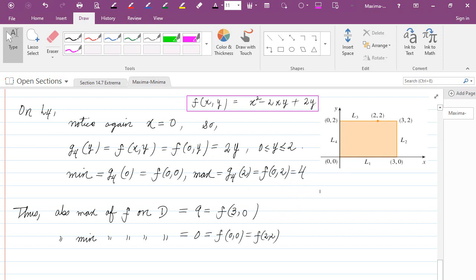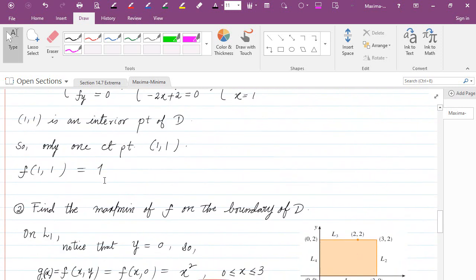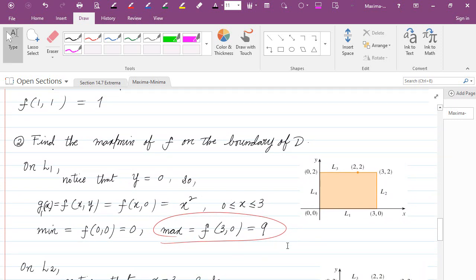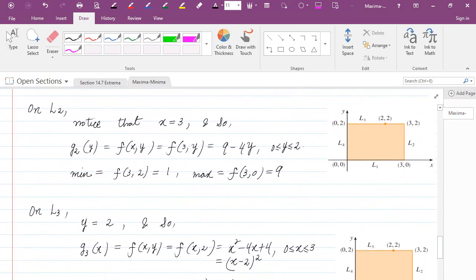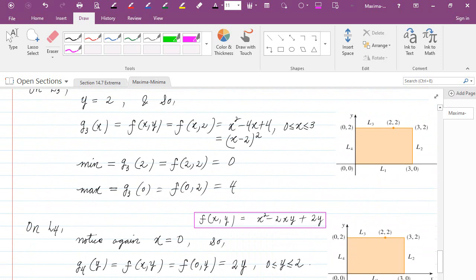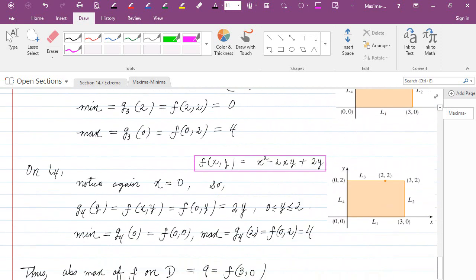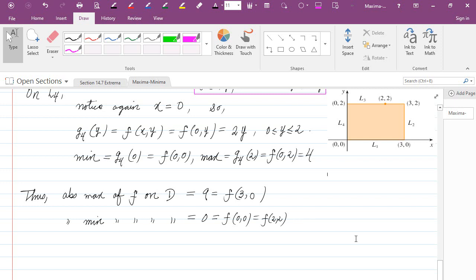So now we compare. Recall that we got the value f of 1, 1 is 1 at the critical point, and then we got min 1 and max 9. We got 0 and 4, and we got here 0 and 4 again. So we see that 0 is the least value, and 0 occurs at 0, 0 and 2, 2, and the maximum is 9, and that occurs at 3, 0.